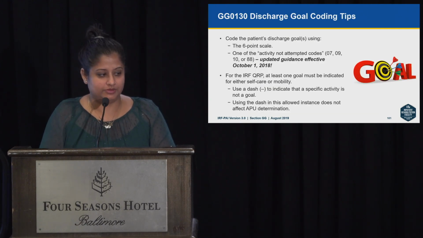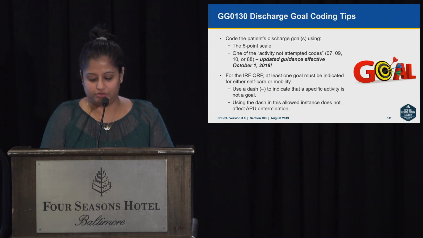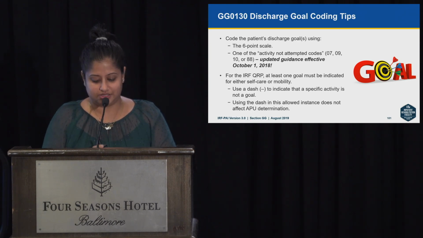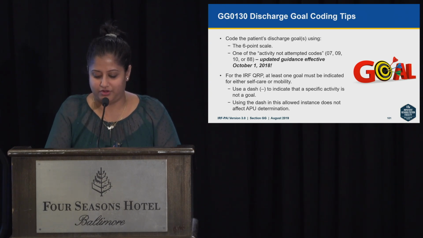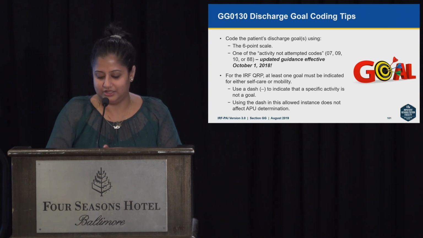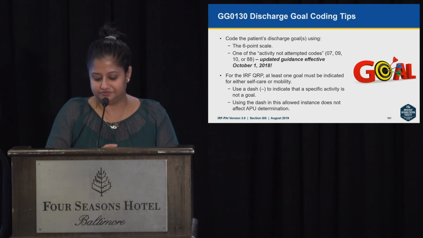Some coding tips for discharge goal. You would code the patient's discharge goals using the 6-point scale that we went through at the beginning, that you saw in the decision tree and that I'm sure you all are very familiar with, or one of the activity not attempted codes, that is 07, 09, 10, or 88. This is updated guidance, of course, effective October of last year.